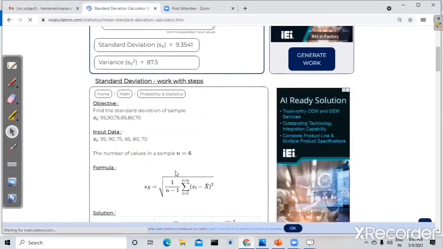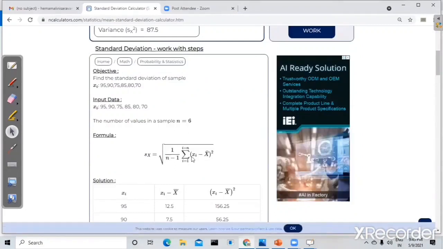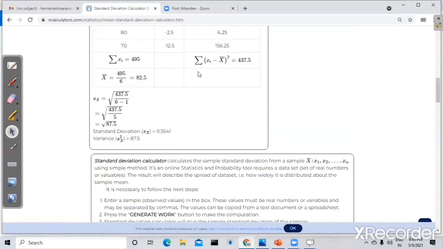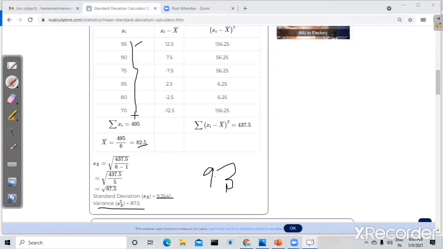Here we can see the full calculation. The number of values is 6. It uses the formula, and after finding all this calculation, we get our final results. The standard deviation is 9.35. Here again we see that each value is a little bit away from the mean value. For example, our mean value is 82.5, but the 95 is away from 82.5. Like that 90 also. So this shows how far each value is from the mean value.